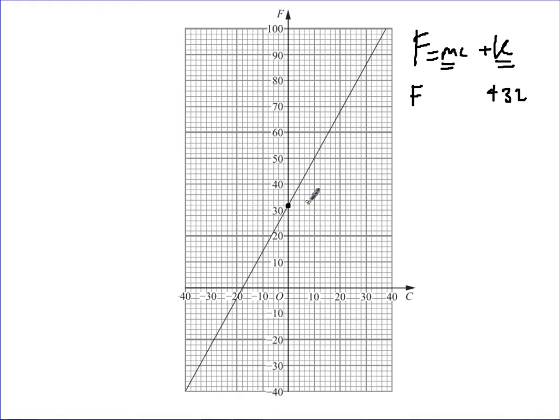What we've then got to do is work out what M is. Now M is the gradient, so I'm going to take a point here and a point here, go across and then go up. So I've gone 10 across and gone up from 32 to 50. If I divide 18 by 10, it's the difference in the y jump by the x jump. That'll give me my M, otherwise known as gradient, which is 1.8. So it's F equals 1.8 big C plus 32.